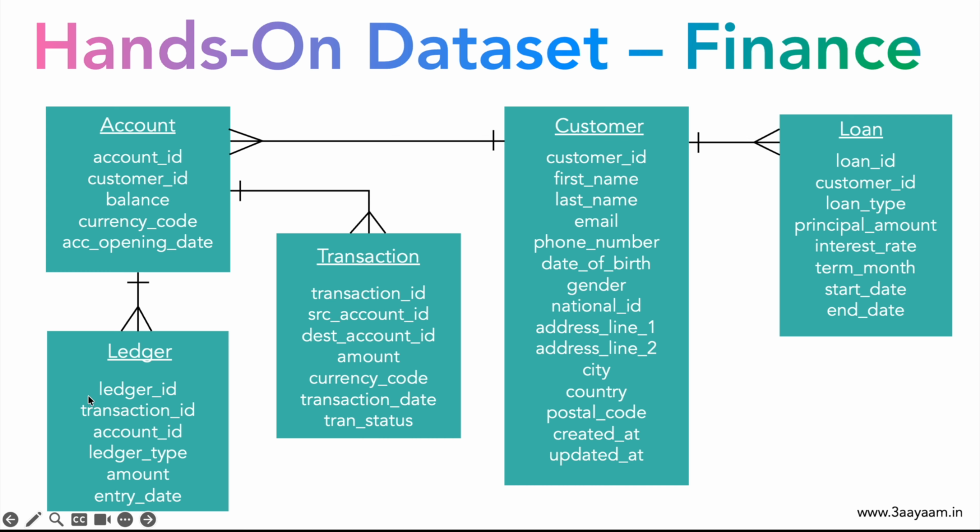For the ledger table also, ledger ID would be the primary key, and account ID and transaction ID would be the foreign keys. Now the ledger table would be related to the account table using the account ID, and the ledger table would also be related to the transaction table using transaction ID. I have not shown the relationship between the ledger table and the transaction table, but there would be a relationship between the ledger and the transaction tables using the transaction ID.